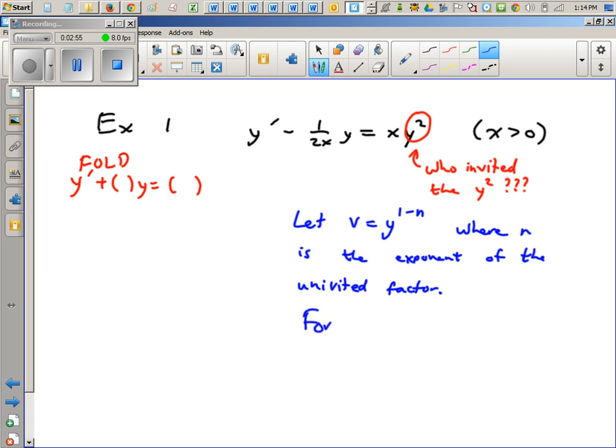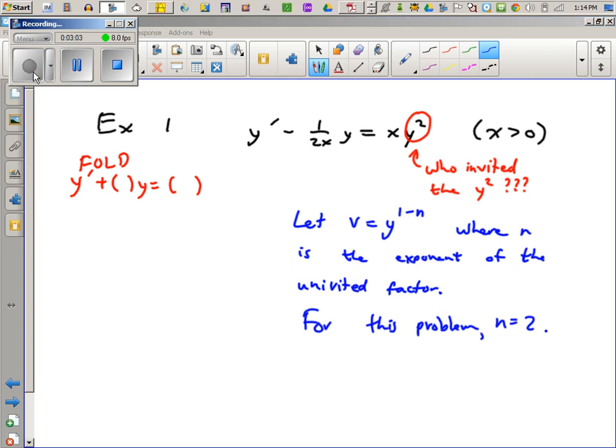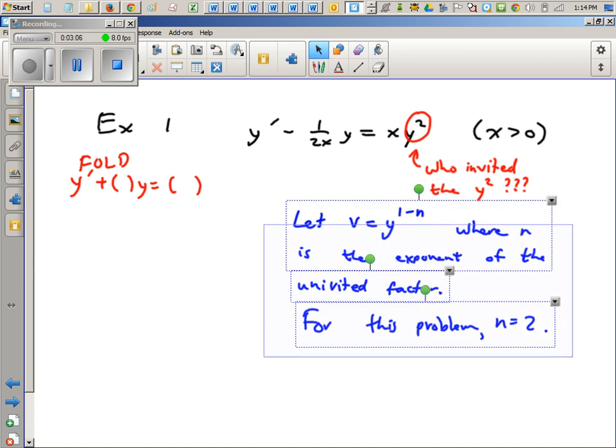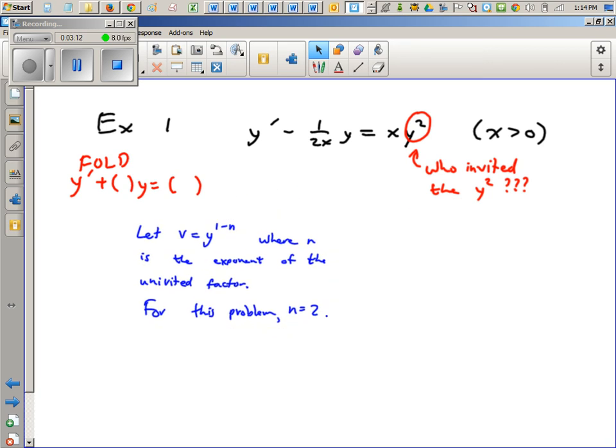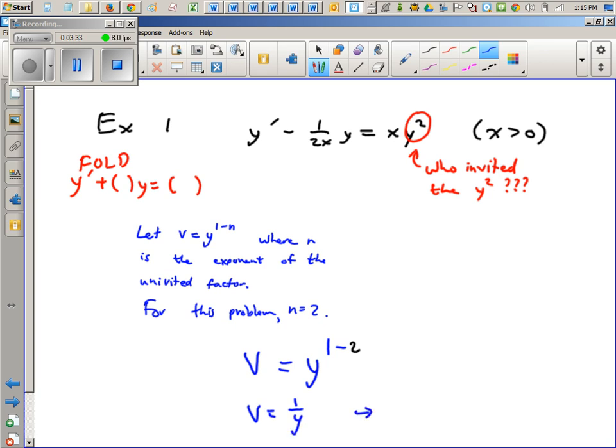So for this problem, n is 2. All right, so what is Bernoulli suggesting? We're going to put in a v, and the v is always y to the 1 minus n. This is Bernoulli's clever little thought. Let's see what happens when we do that. For this problem, v is y to the 1 minus 2. In other words, v is 1 over y. Or you could say y is 1 over v.